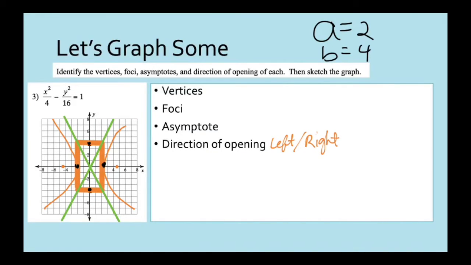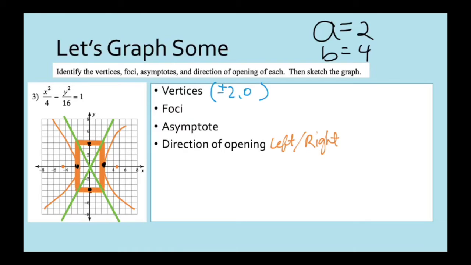Our vertices are here on either side of our box. They're the numbers underneath the x squared, in this case, and it's 2. And so we are going to the side, left or right, 2. So our vertices are plus or minus 2 comma 0.